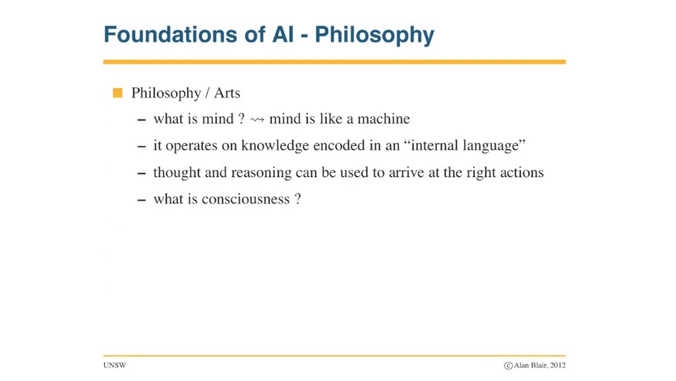And just briefly to give you an idea of how many different topics there are here, the philosophers had the idea, well, what is the mind? Well, the mind is like a machine, likened to those mechanical clocks and astronomical predictors that they had at the time. They said, okay, well, maybe it operates with knowledge encoded in some sort of internal language, and we can use logical reasoning to try to decide what are the right actions to take. And they also were interested in the question of what is consciousness, which of course people are still arguing about today.